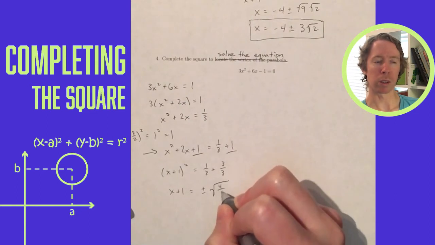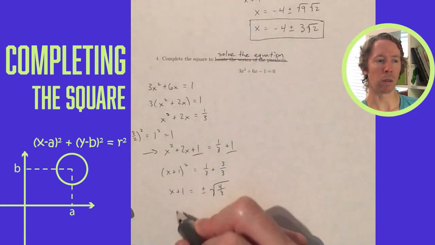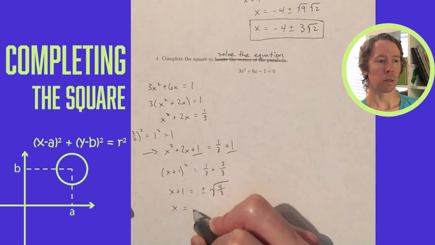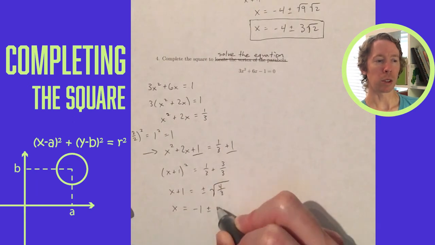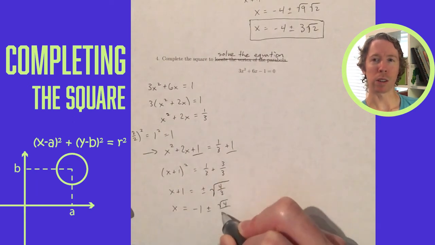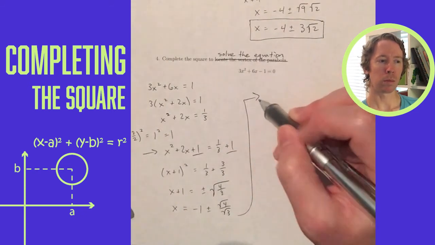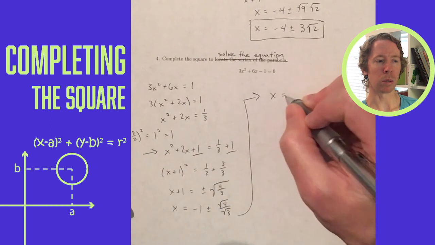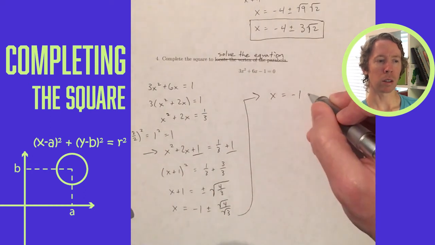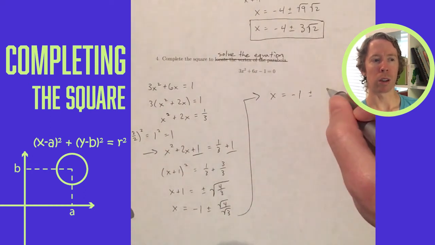I take the square root of both sides. I get plus or minus the square root of 4/3. Subtract 1 from both sides. The square root of a fraction is the root of the top over the root of the bottom. So root 4 is 2. So this solution turns into -1 plus or minus 2 over root 3.